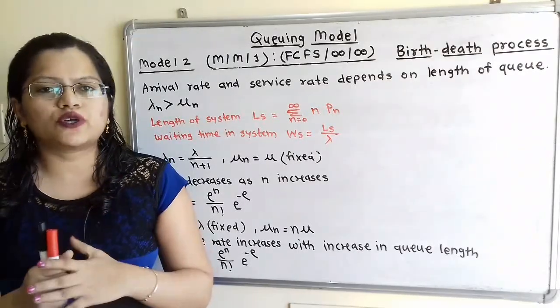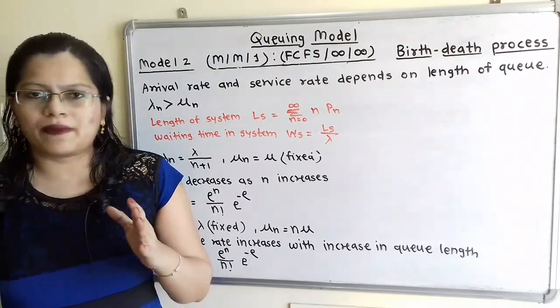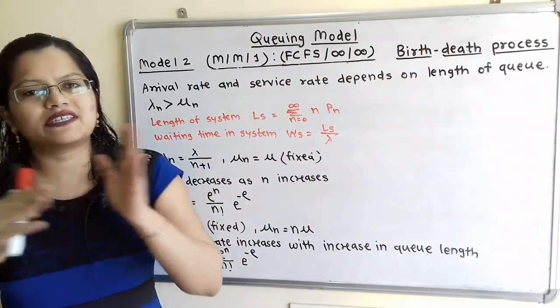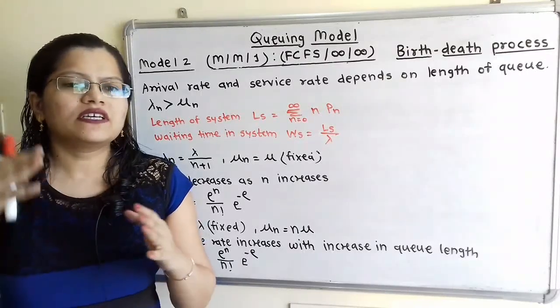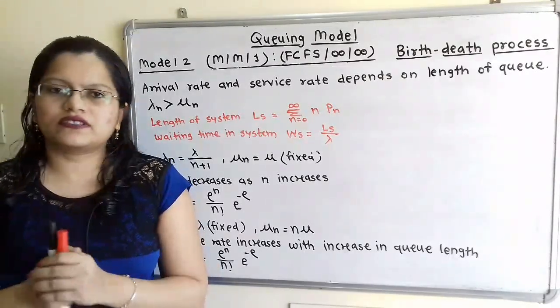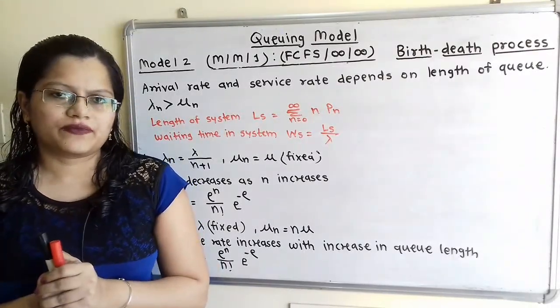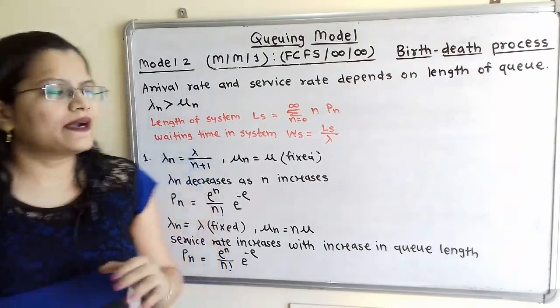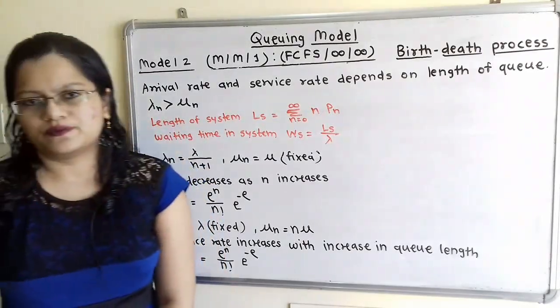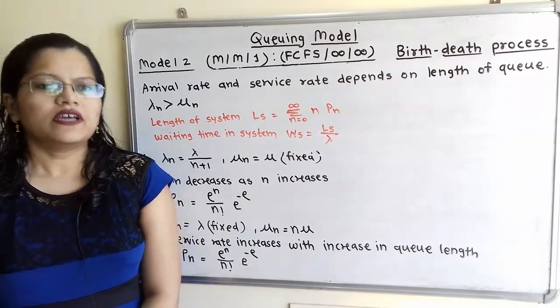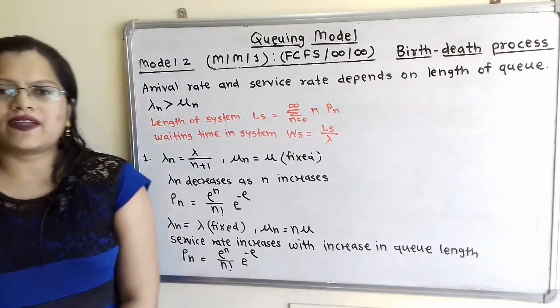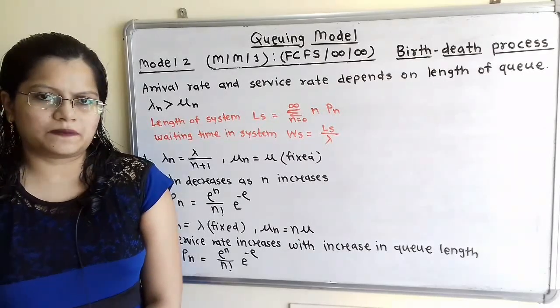So we have to show this lambda as lambda n, that is the arrival rate, because it depends on the number of customers, and mu as mu n, because it depends on the number of customers waiting in line. In model 2, lambda is greater than mu, that is, the arrival rate is greater than the service rate. This model 2 is also known as the birth-death process.